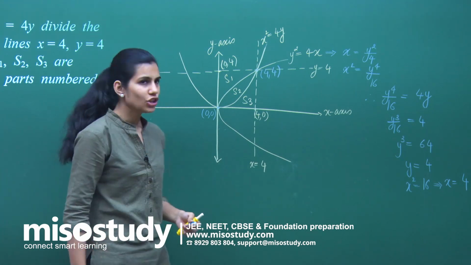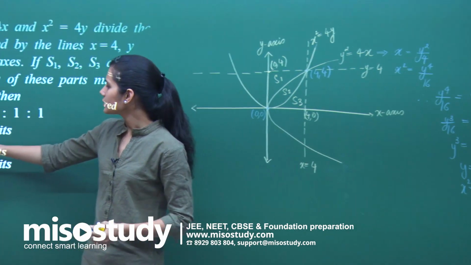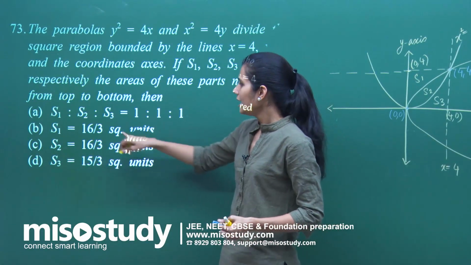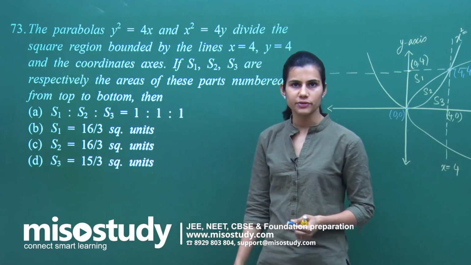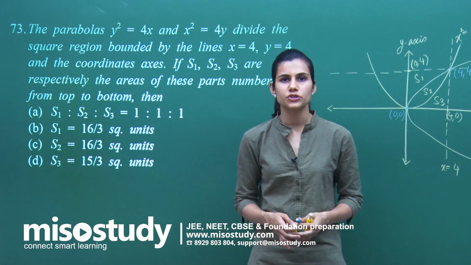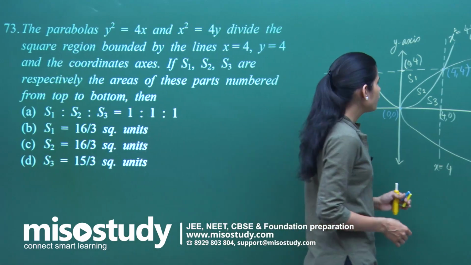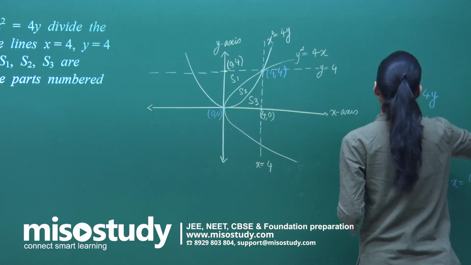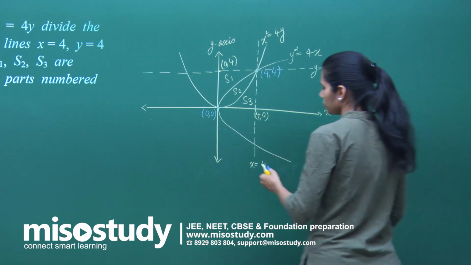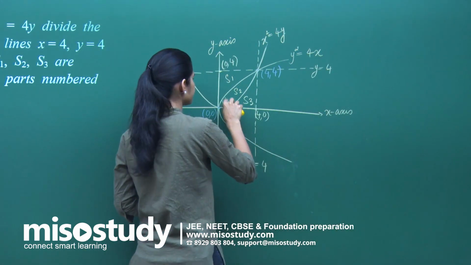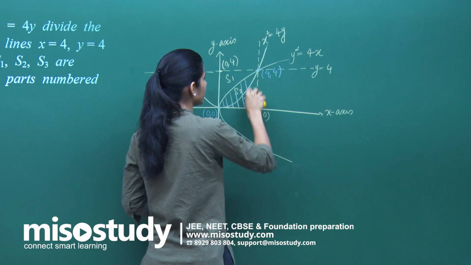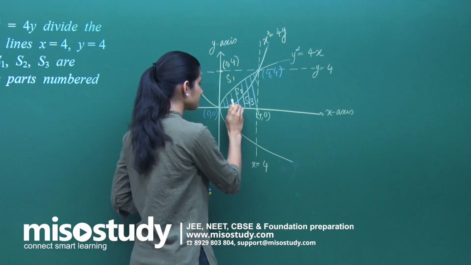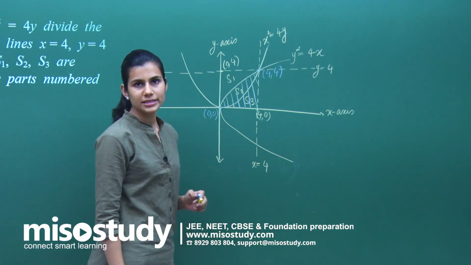Okay. Now the options are that area of S1 is this much square units, of S2 is this much, of S3 is this much, and when I take the ratio of the areas of S1, S2, S3, it comes out to be 1:1:1. Before I move ahead to finding the explicit area of S1 or S2 or S3, it's important for me to first calculate this much area, which is actually S2 plus S3.